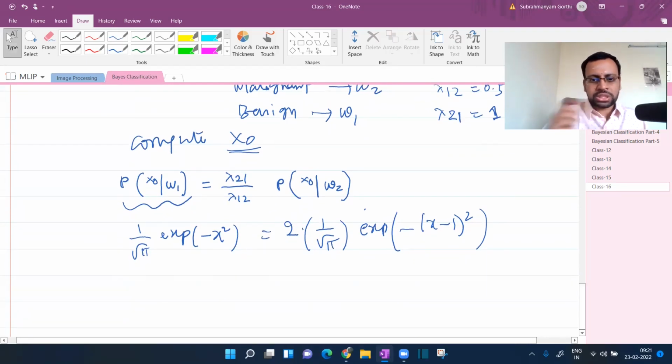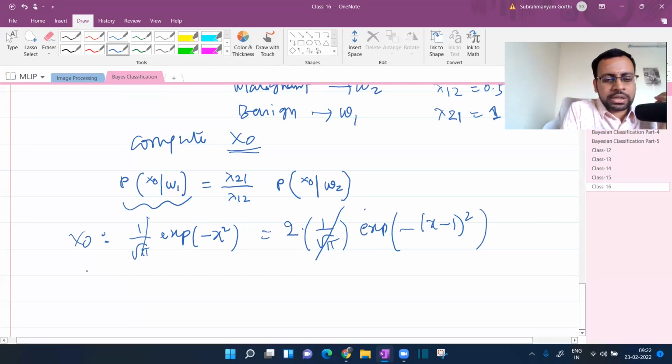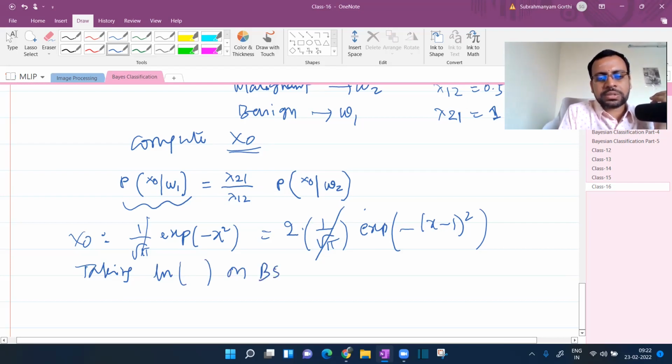So now this would give you x naught. You will get it when you equate these two. That's what would give you x naught. 1 over root pi on both sides. After that, how do you solve it now? This is the way to solve this: apply log on both sides. Taking log to the base e, or you simply write ln on both sides. What do you get by that?